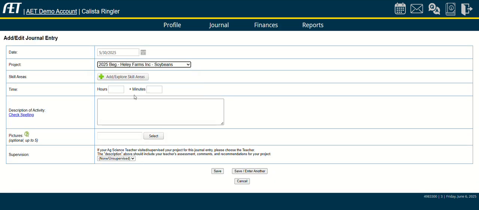So then I'm going to do soybeans because that's the one I forgot. Okay, so we had 35 hours, and I'm going to say spraying fields to keep weeds away.